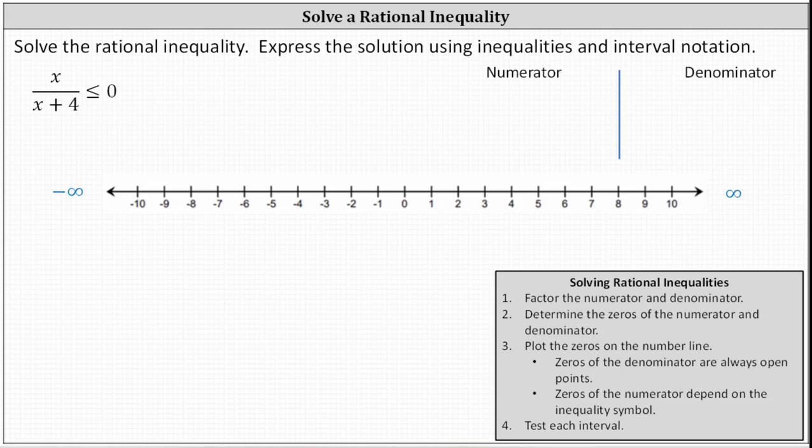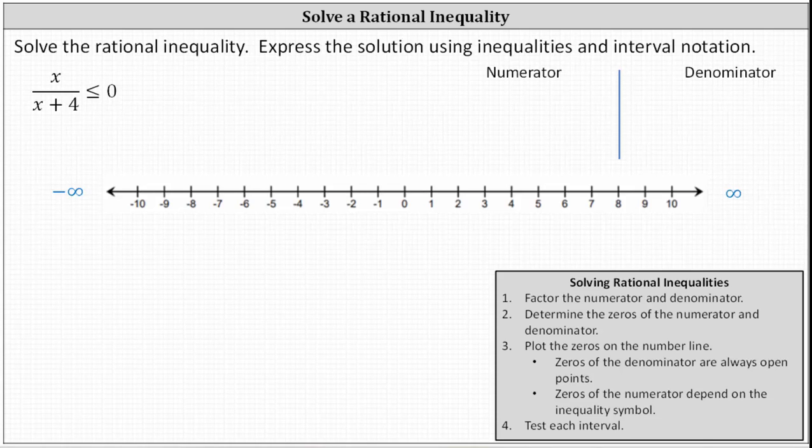To solve a rational inequality, the first step is to factor the numerator and denominator, which in our case has already been done. Step 2, we determine the zeros of the numerator and denominator. These are the values of x that make the numerator and denominator equal to 0.